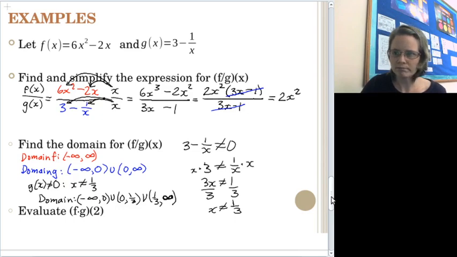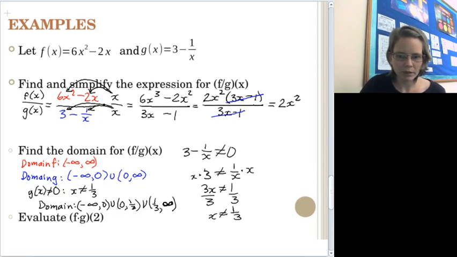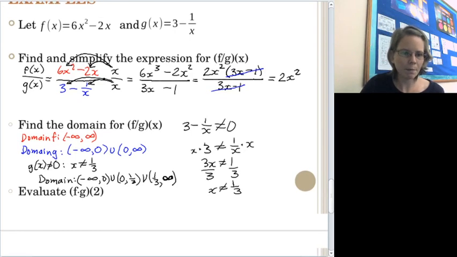So far, so good? All right. Last piece of this example. Again, we're going to do one that's an evaluate question, meaning we're actually going to plug in a number. So evaluate f dot g of 2. Well, from our previous slide, hopefully you remember, this is just equal to f of 2 times g of 2.